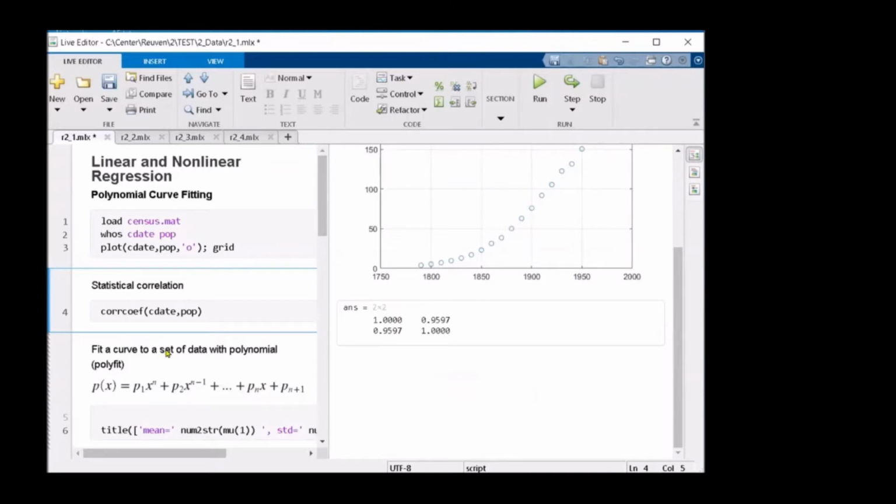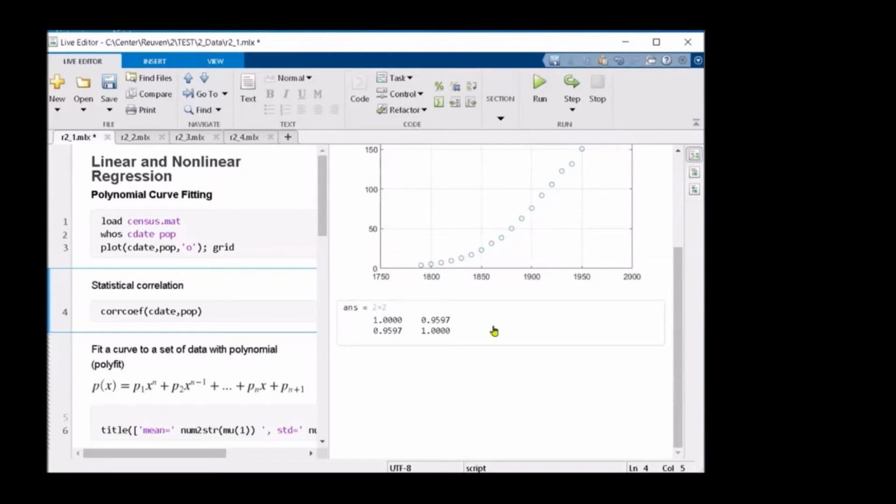Okay, we have a small matrix, 4 numbers. The values from the upper left to the lower right are just the correlation of each vector with itself. It's always 1. The off-diagonal value shows that our time variable, cdate, and our population are really connected and related.